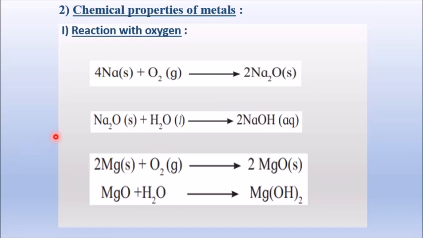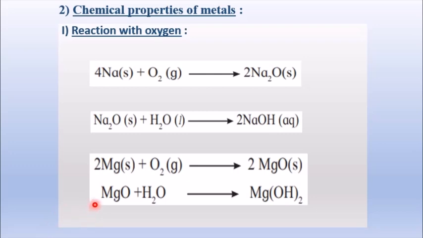Now when this sodium oxide comes in contact with water, since oxides are soluble in water, they react with it and form a base or an alkali. So sodium oxide, when it reacts with water, forms a base, that is NaOH, which is an alkali. If we take another example, magnesium, and you heat the magnesium, it combines with oxygen and forms magnesium oxide, which is the metal oxide.